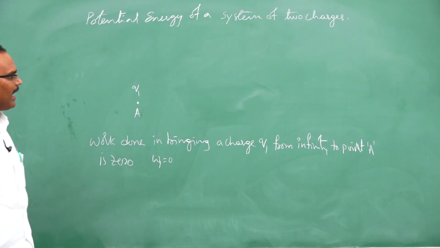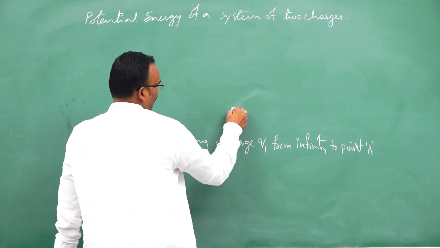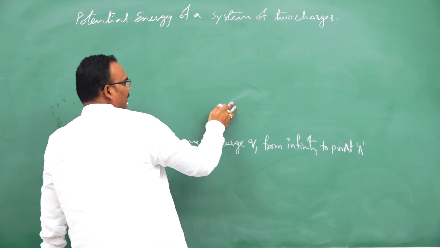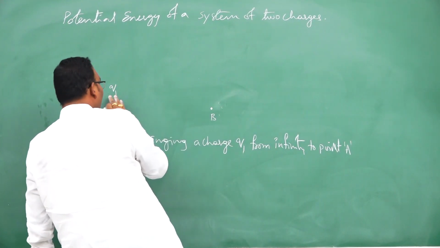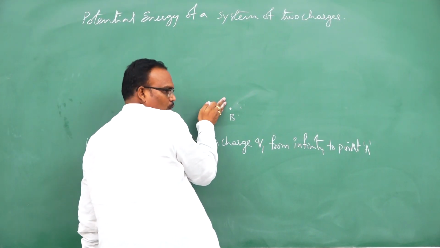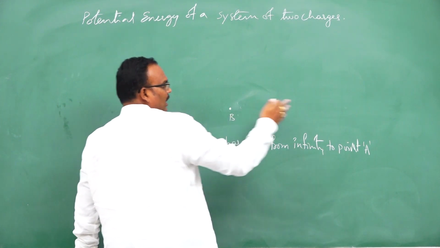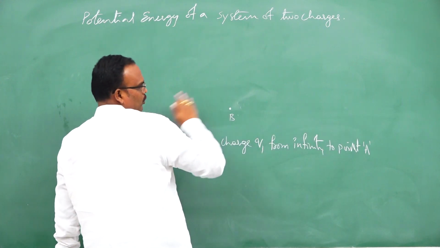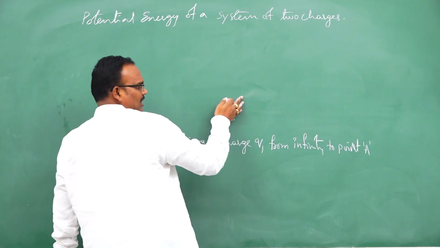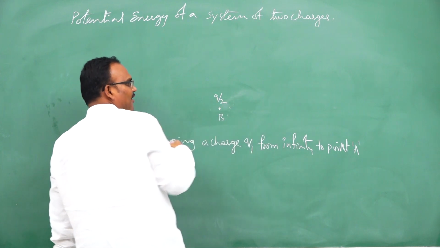Okay, when I want to bring the second charge from infinity to point B, Q2 is moving in the field of Q1. So Q1 repels this Q2 because I have taken both positive charges. It opposes the motion of Q2. That means I have to do work against the electrostatic repulsion.